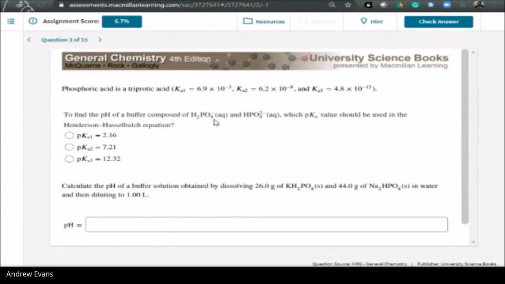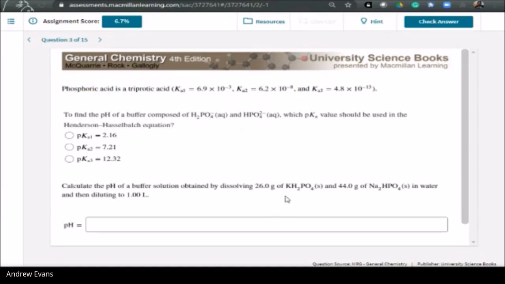So this one, they say a phosphoric acid is triprotic with these Kas. I'm going to skip this one, but since we're using a buffer made by the second and the third, we're going to use the Ka2. This is for the loss of the first proton. This is going to be for the loss of the second proton. So we're going to need pKa2.